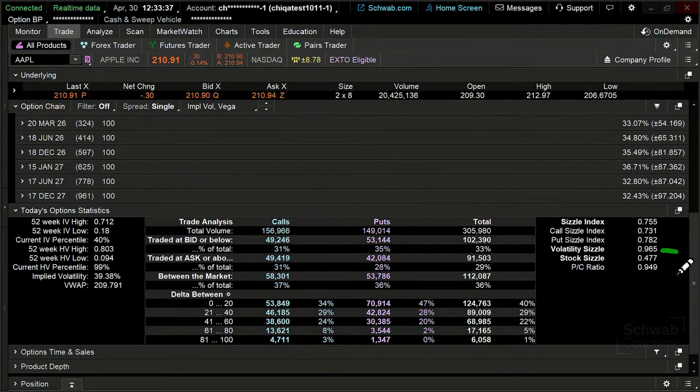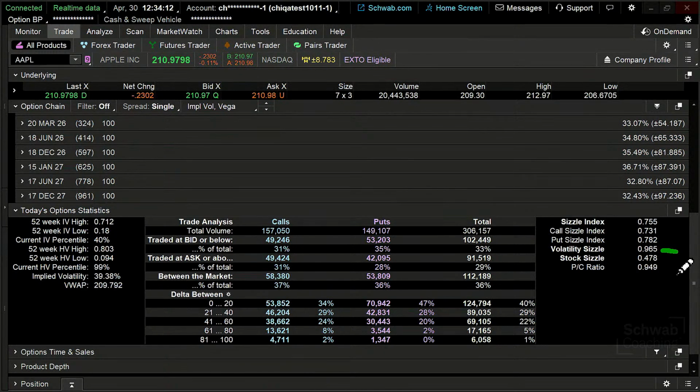So what that tells me, with a volatility sizzle number of 0.96, is that volatility is a little bit less than its typical over the last 5 days. So volatility's probably come down a little bit in the last few days, and maybe especially today. So that number right there can give you an idea of which direction volatility is moving. Is it higher or lower than it has been for the last day? That's the last 5 days.